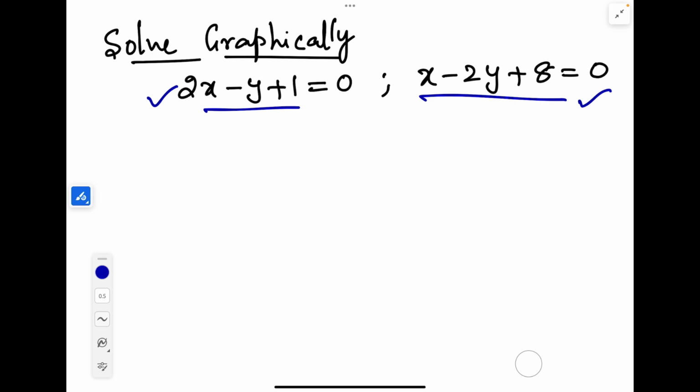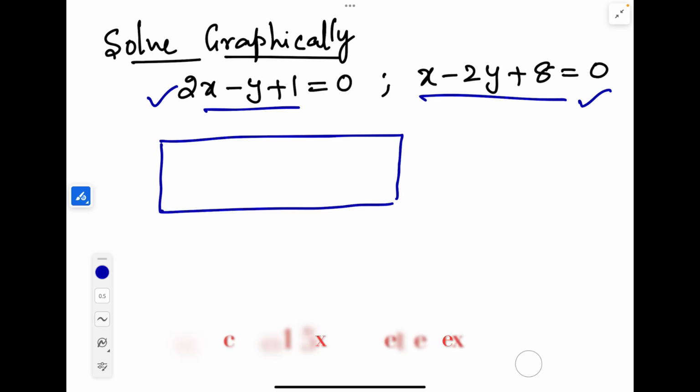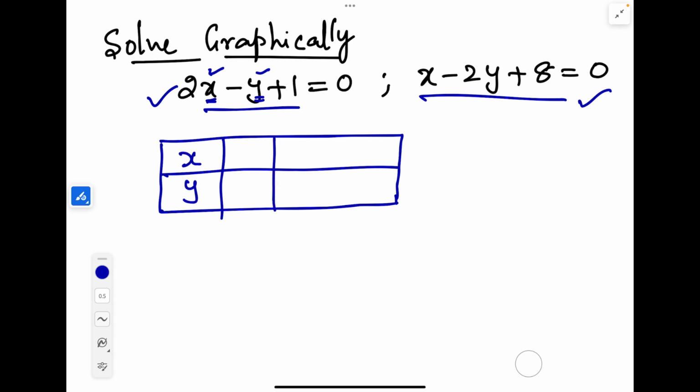Children, in class 9 we have already studied how to draw the graph of a linear equation in two variables. We know that a linear equation graph will be a straight line. We need to put values of x in order to get the values of y, or we can put some values of y to get some values of x. So let us take three values of x or y to get the other variable values. I am going to take three values here.